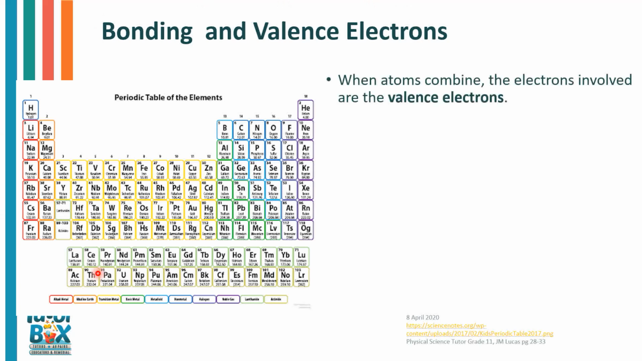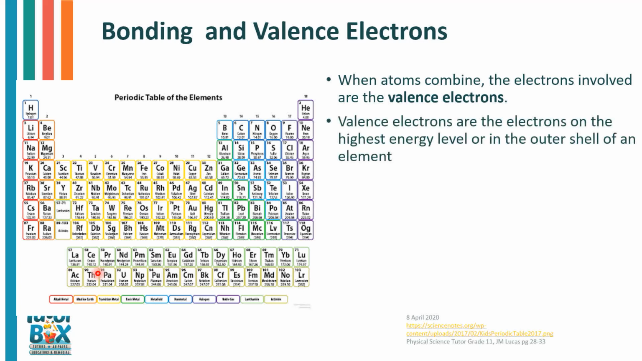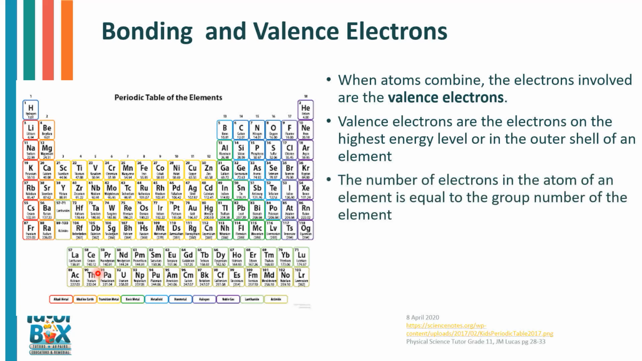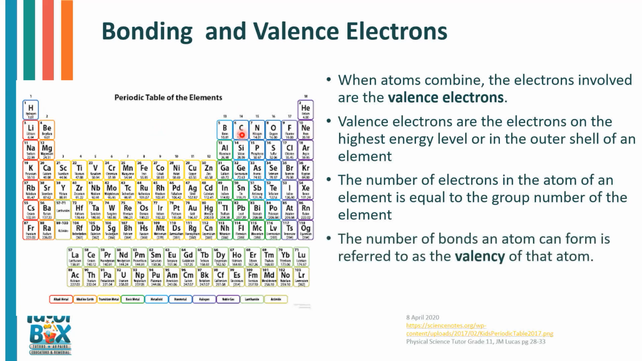because it provides valuable insight to almost all of the sections. So firstly, when atoms combine, the electrons involved are called your valence electrons. These are on the highest energy level or in the outer shell of an element, and the number of valence electrons in the atom of an element is equal to the group number. Okay, so hydrogen has 1, lithium has 1, carbon has 4, etc.